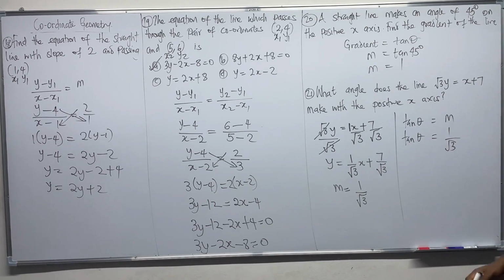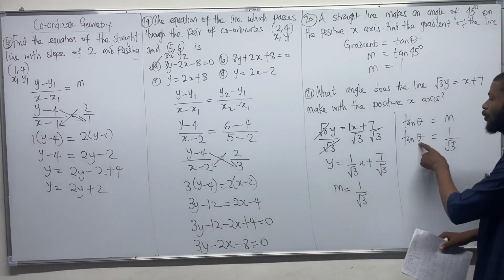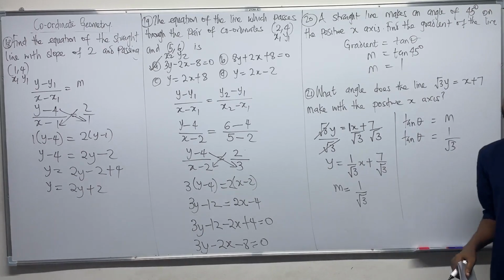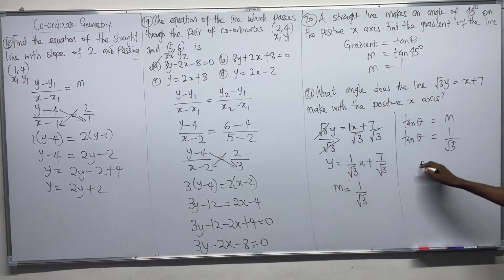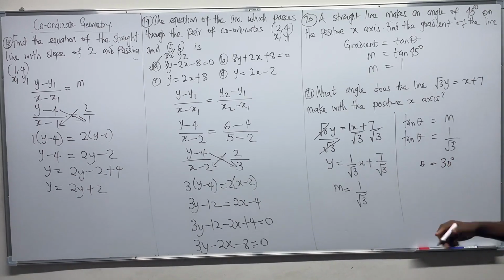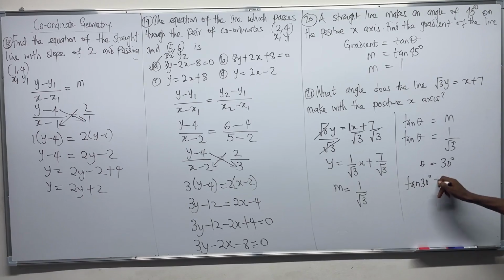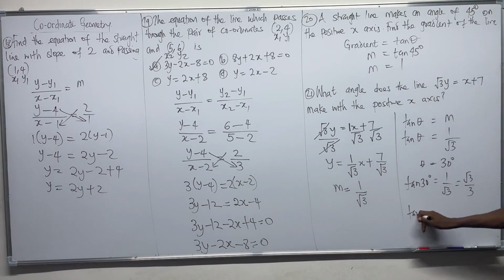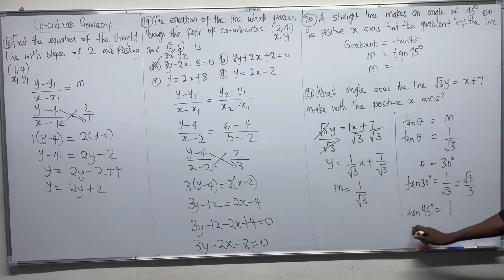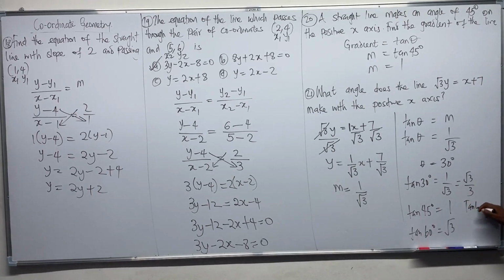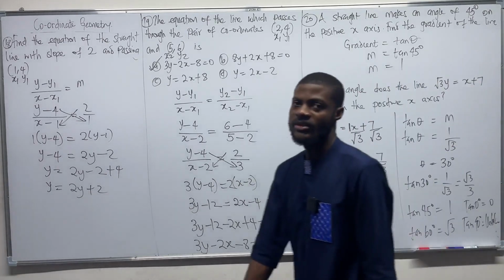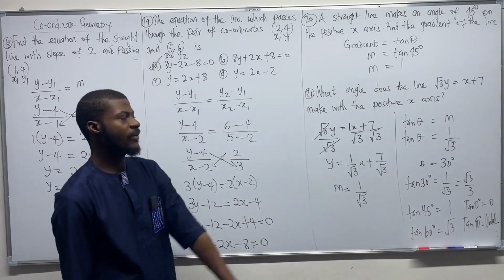So let us think properly. Using special angles, what angle would you take its tan to give you 1 over root 3? It's actually 30 degrees. So theta is equal to 30 degrees. This is something you should know actually. Tan 30 degrees is 1 over root 3 or root 3 over 3. Then tan 45 is equal to 1. Then tan 60 degrees is just root 3. Tan 0 is 0. Tan 90 is undefined. So that's how to solve that very problem.